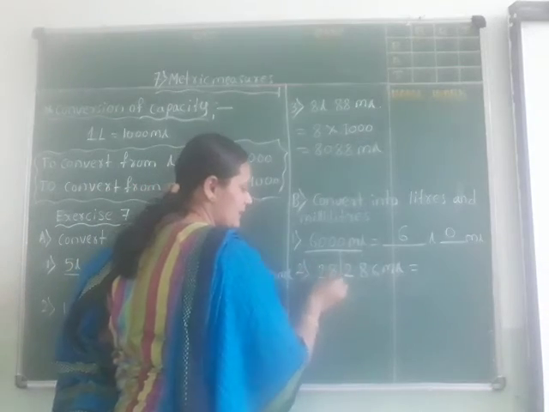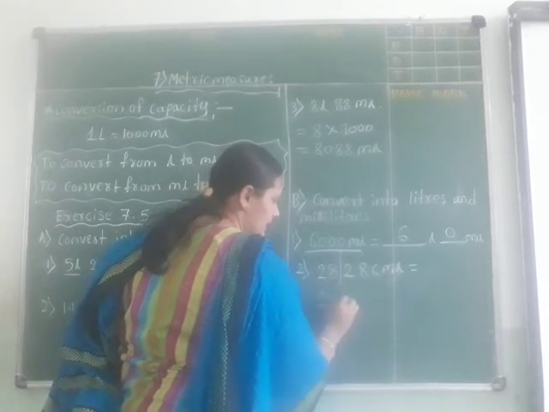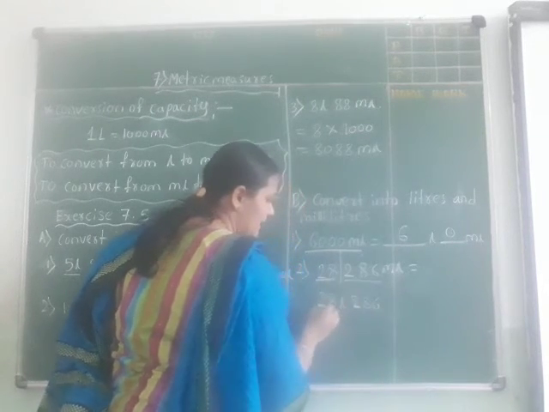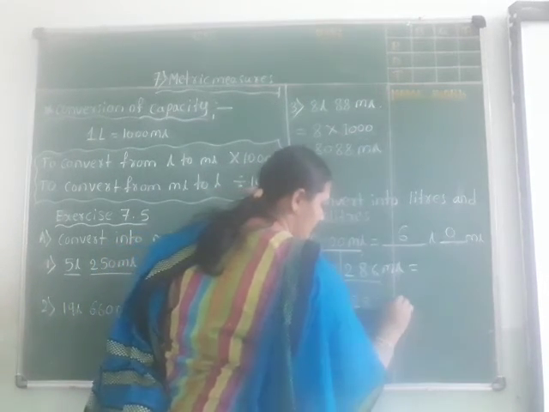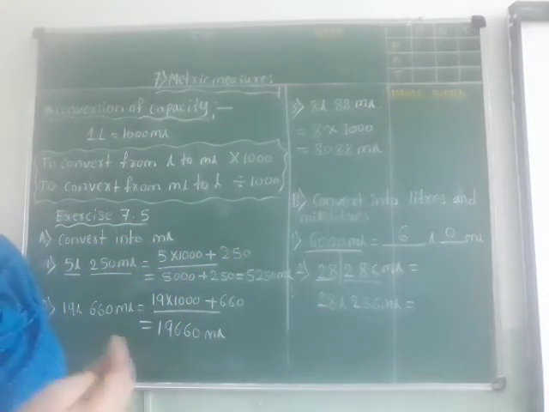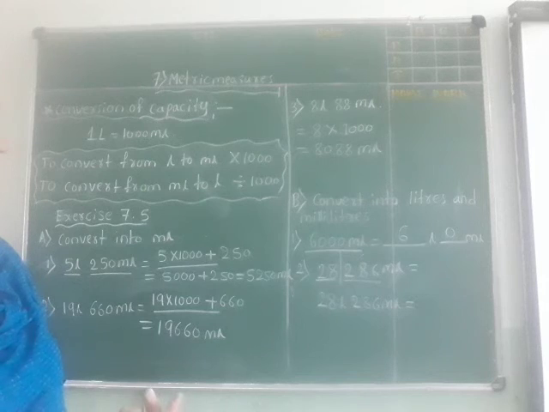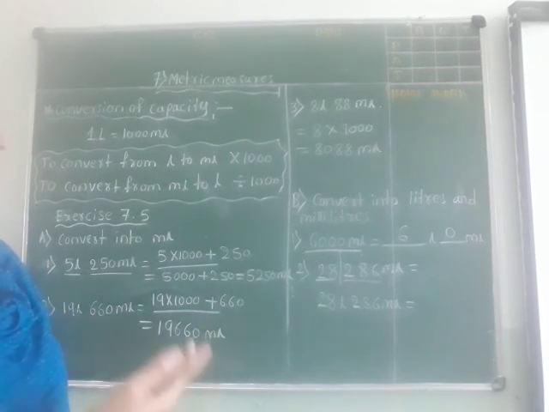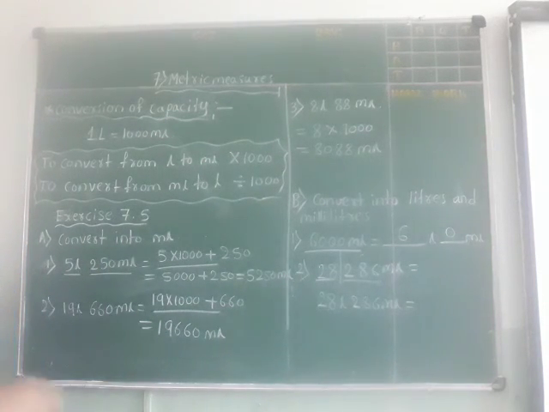So what answer will come now? This is the liter and this is the milliliter. 28 liters 286 ml. So like this if you separate, you can write very easily liters and milliliters. Instead of doing division, we can separate the numbers like this and we can write the answer in liters and milliliters. So like this you can convert the units from liters to milliliters and milliliters to liters. Thank you children.